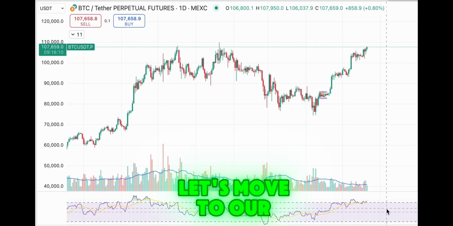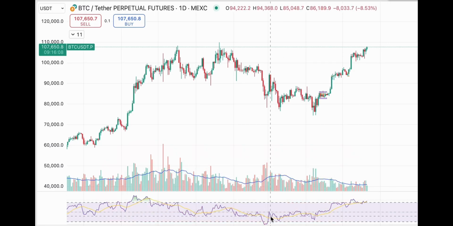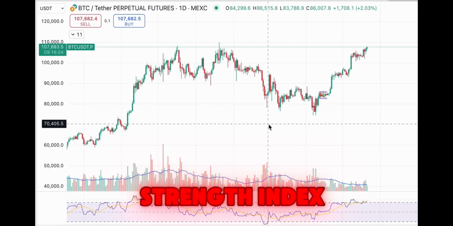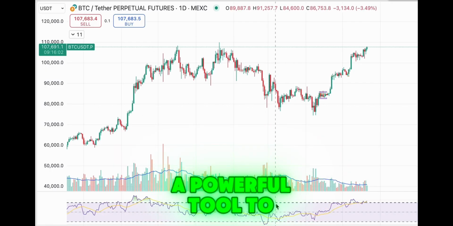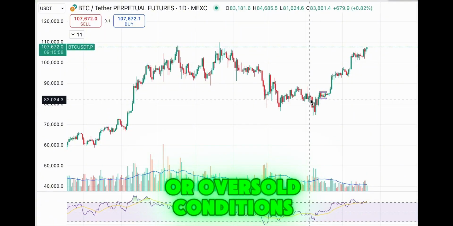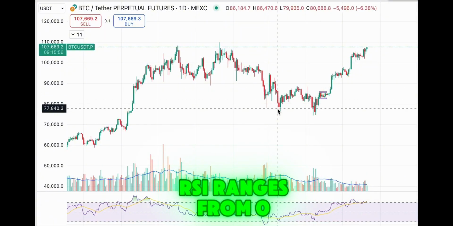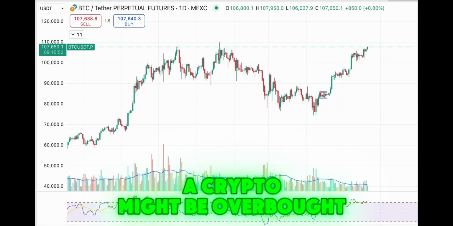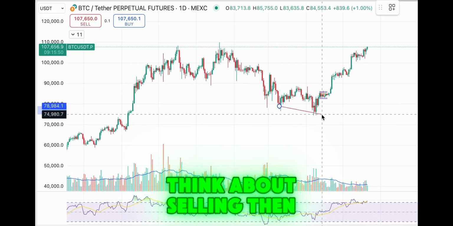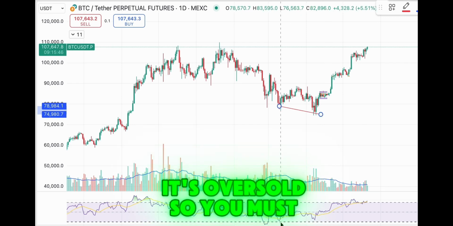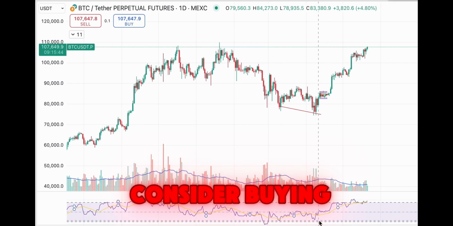Let's move to our final strategy. This is RSI, Relative Strength Index, a powerful tool to spot overbought or oversold conditions. RSI ranges from 0 to 100. Above 70, a crypto might be overbought, so think about selling then. Below 30, it's oversold, so you might consider buying.